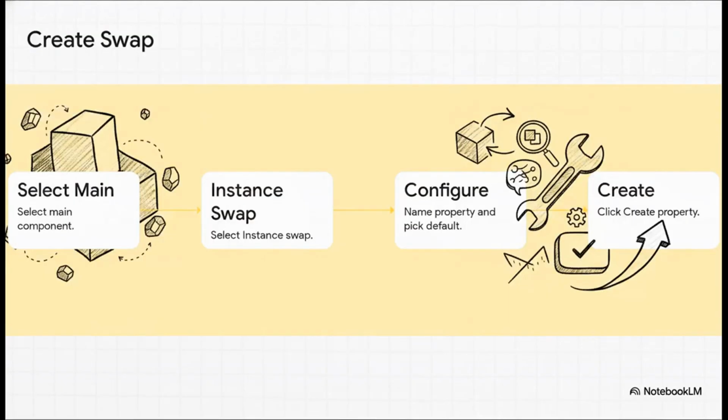The setup here is super similar to Booleans. With your main component selected, go back to that Properties section, but this time you're going to select Instance Swap. Give the property a name and use the drop-down to select a default instance from your file or library. Once that looks good, click Create Property.